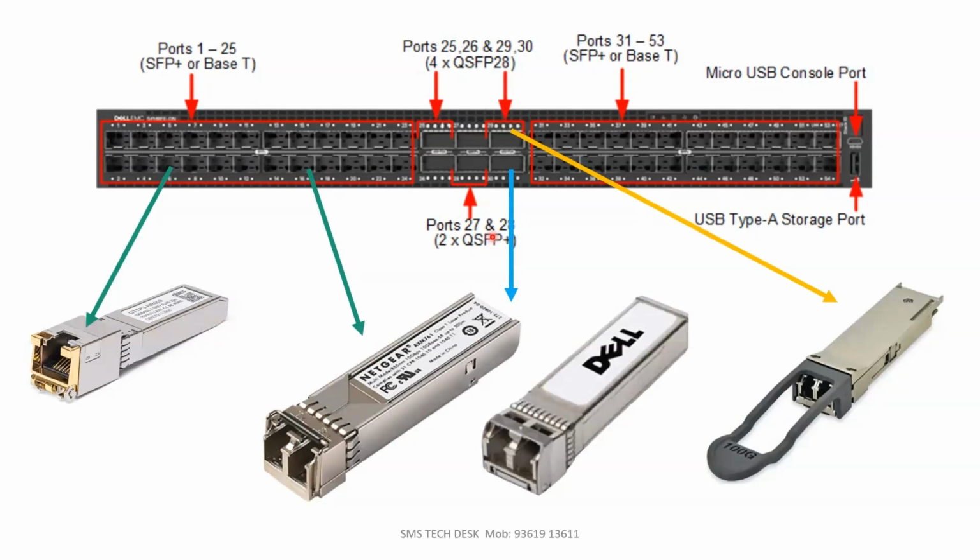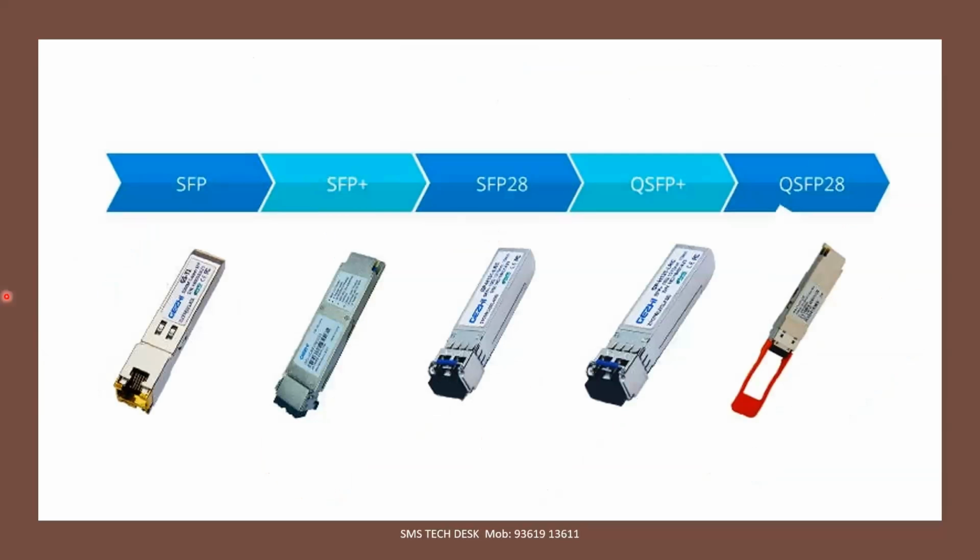Okay, why it has been named with different module names. So these are the modules available. Okay, SFP, SFP plus, SFP 28, then QSFP plus, QSFP 28. So let's understand the form factor of this one. Why we need to select SFP plus? Why don't we use SFP for all the modules?